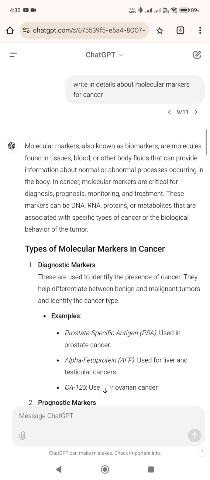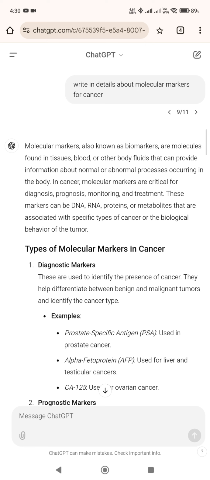Molecular markers, also known as biomarkers, are molecules found in tissues, blood, or other body fluids that can provide information about normal or abnormal processes occurring in the body. In cancer, molecular markers are critical for diagnosis, prognosis, monitoring, and treatment. These markers can be DNA, RNA, proteins, or metabolites that are associated with specific types of cancer or the biological behavior of the tumor. Types of molecular markers in cancer.